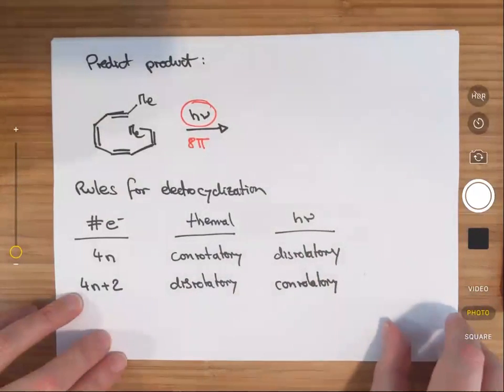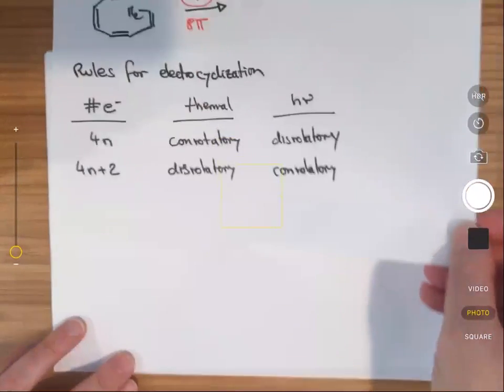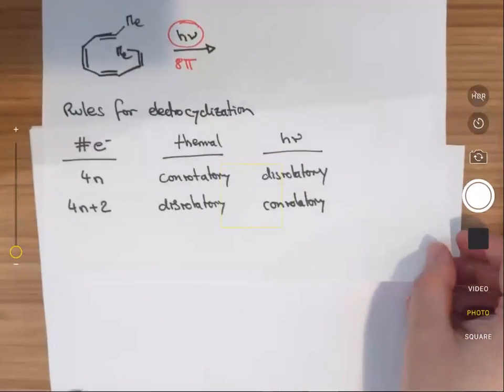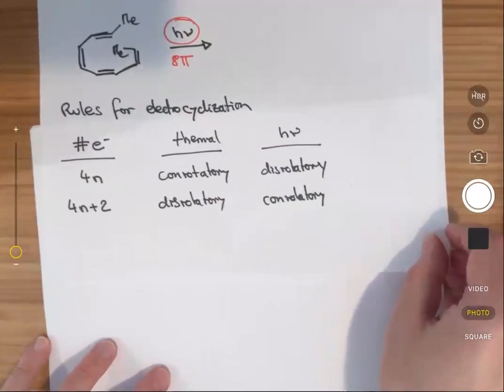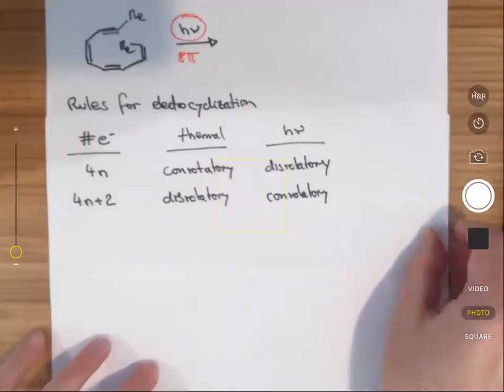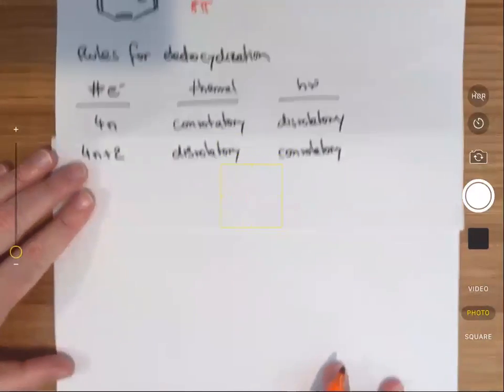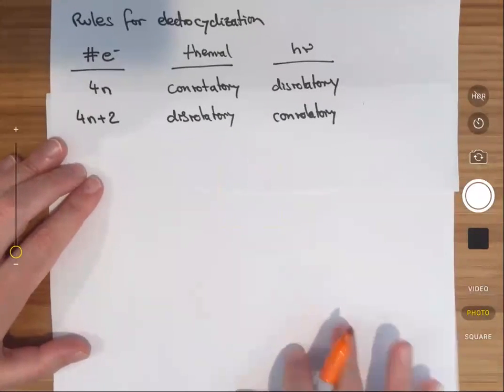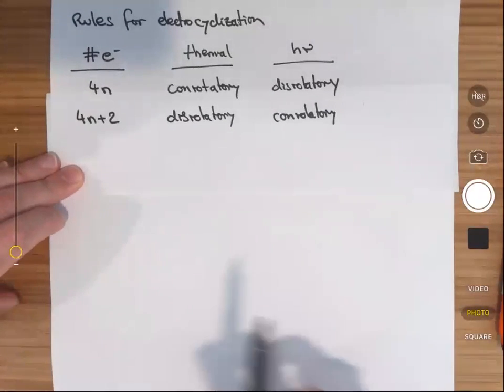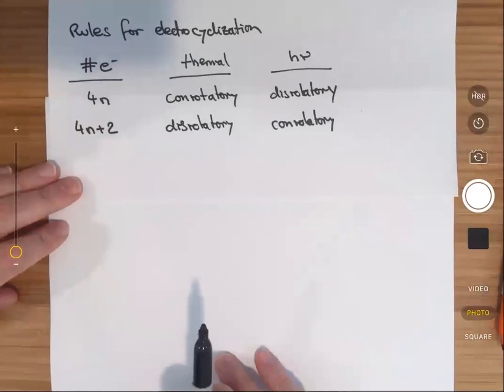Okay, now that we have these rules, we can address the question that we had up here again and take a closer look at what happens with this 8 pi electron system. So let me see that I have this still on the slide. Okay, so what are we dealing with here?